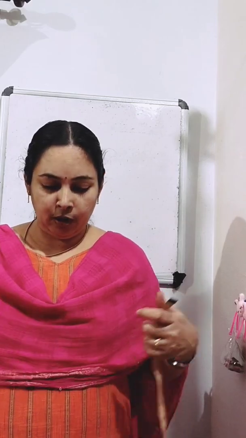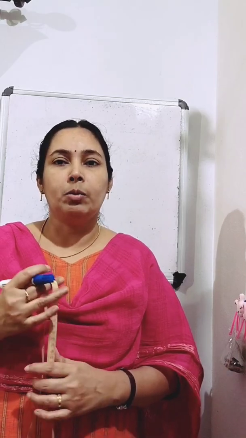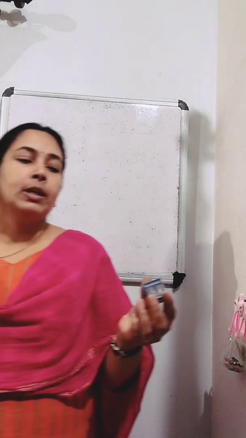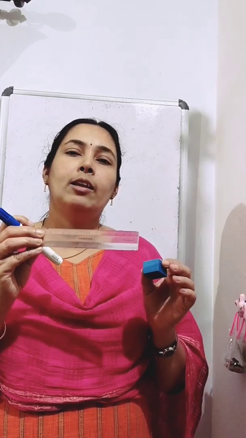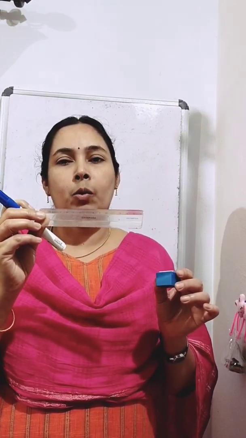For example, if you want to measure the size of our chest, we can't use a meter scale. For that, we need a tape like this. So measuring tape is suitable for this. For small measurements, if we want to measure the length of an eraser, we can use a 15 centimeter scale, that is in your geometry box and all.